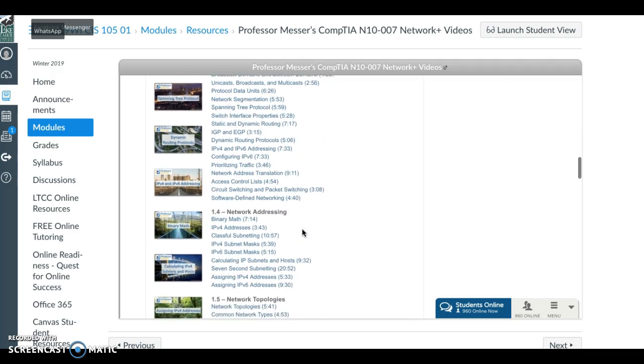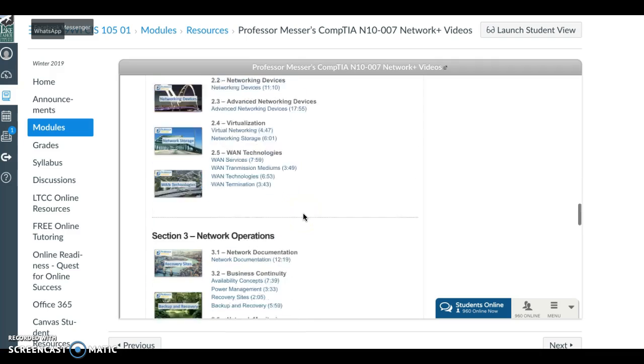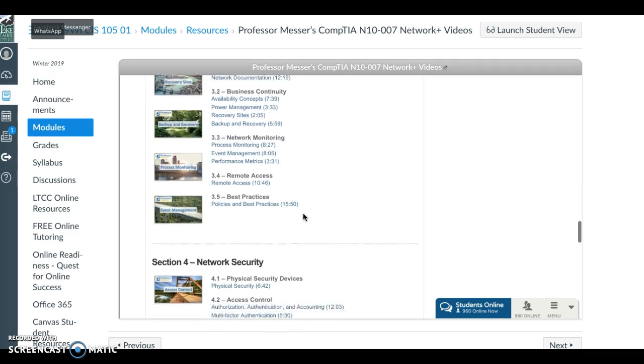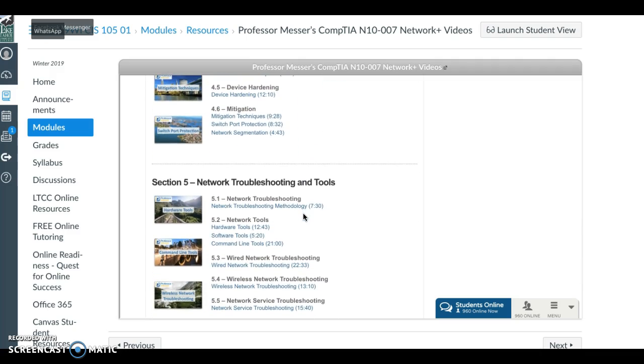You see anything you look at, and then it's done in domains. So remember, the second one was infrastructure, third one was network operations, fourth one was network security, and the last one, network troubleshooting and tools. Good resource, something to think about.